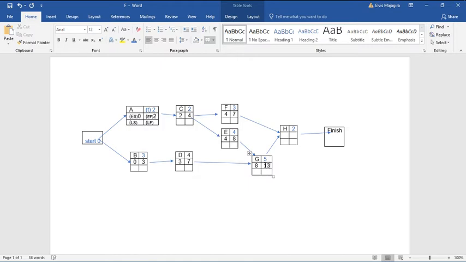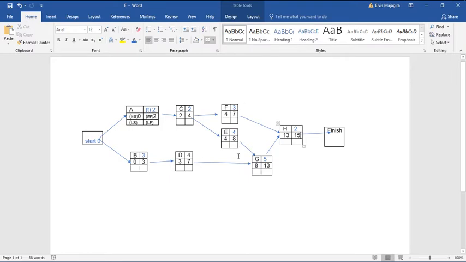And H right here is from F and G, so the same case happens again. H is only starting when F and G are done. So here we'll have 13. 13 plus 2 will give you 15. We are done with our earliest start, earliest finish.